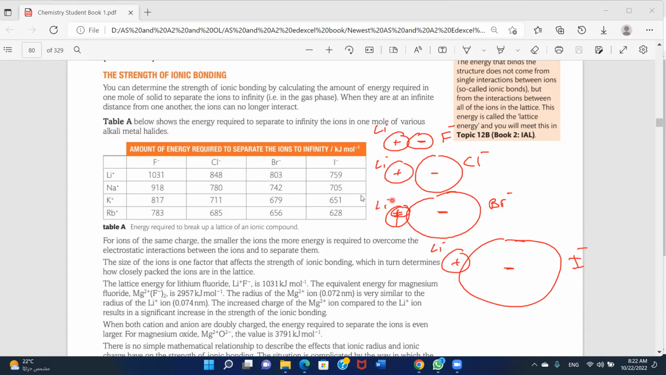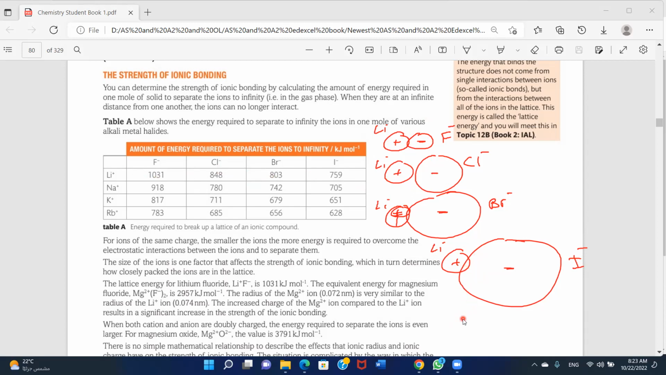So as the size of the negative ion increases, the bond between it and the lithium ion decreases in strength, and it requires less energy. As we go down, the lithium fluoride needs the greatest energy to be broken, followed by lithium chloride, followed by lithium bromide, followed by lithium iodide. This means that as the ionic size increases, the bond becomes weaker and requires less energy to be broken.